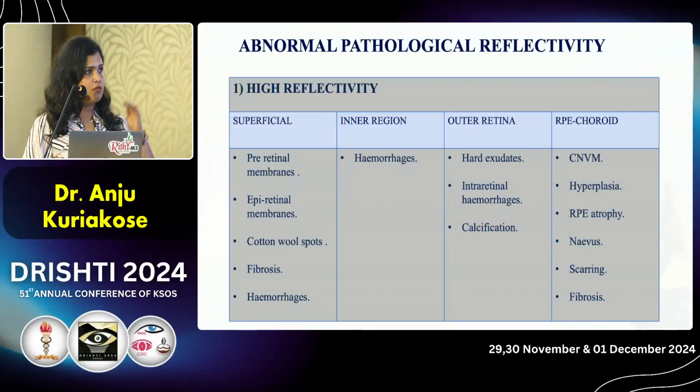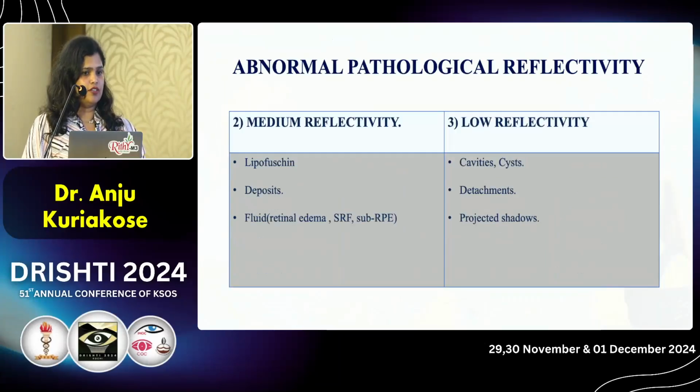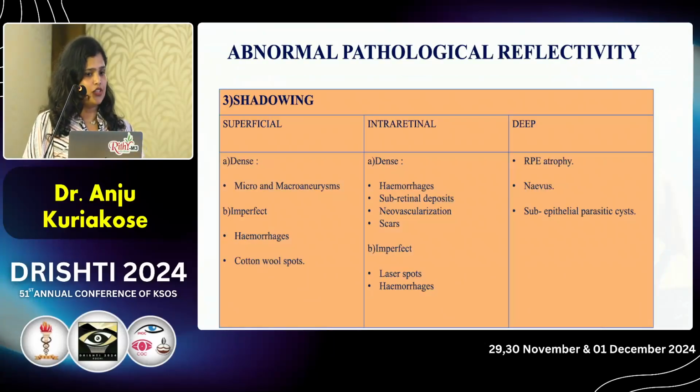If we know the normal reflective structures only, we will be able to find out which are the abnormal reflective structures. So this is high reflective structures in each layer, and this is medium reflective structures and low reflective structures, that is hyporeflective structures. So next is a shadowing. In this also we'll be seeing superficial shadowing, intraretinal shadowing, deep shadowing, each and everything.